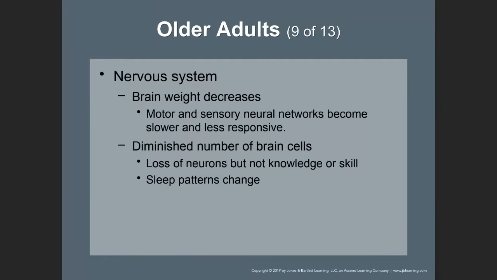The anal sphincter changes and reduces elasticity. For the nervous system, the brain weight decreases, so most of the tissues start to go through atrophy, which is a decrease in size. And if there's a decrease in size, then there is going to be a decrease in function. So the motor and sensory neural networks become slower and less responsive. Diminished number of brain cells, loss of neurons, but not knowledge or skill. Sleep pattern change.